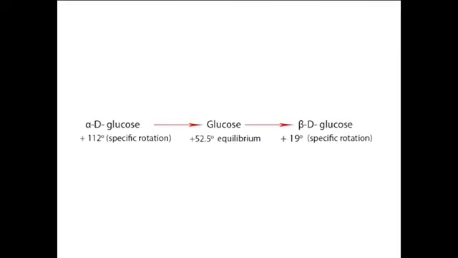When D-glucose is crystallized at room temperature and a fresh solution is prepared, its specific rotation of polarized light is plus 112 degrees. But after 12 to 18 hours, it changes to plus 52.5 degrees. If the initial crystallization takes place at 98 degrees Celsius and then it is solubilized, the specific rotation is found to be plus 19 degrees, which also changes to plus 52.5 degrees within a few hours.